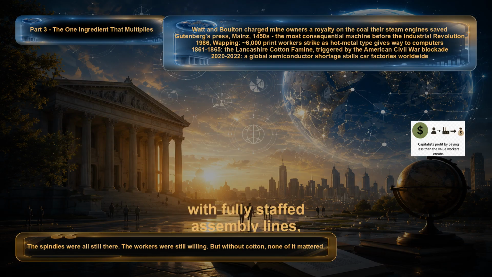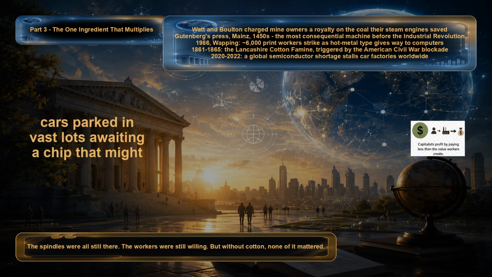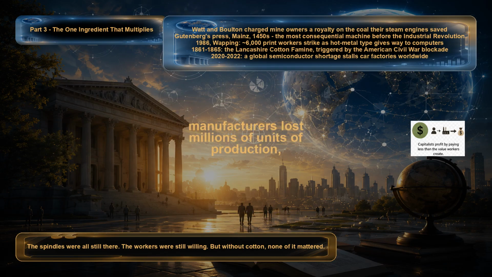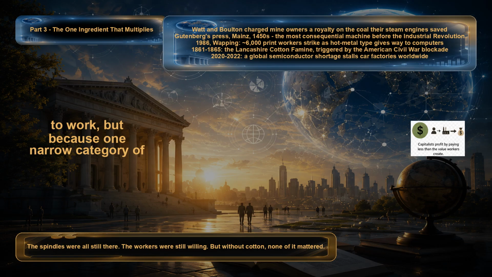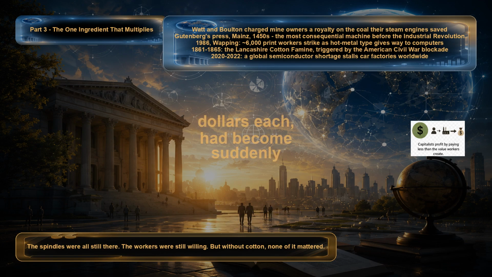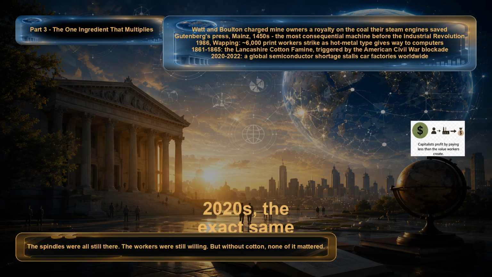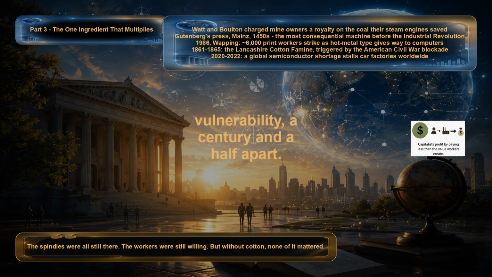Factories with fully staffed assembly lines, workers present, ready, paid, and highly skilled, sat partially idle, or produced half-finished cars parked in vast lots awaiting a chip that might arrive months later. Major manufacturers lost millions of units of production, not because of a strike, not because workers refused to work, but because one narrow category of constant capital, a component costing only a few dollars each, had become suddenly, catastrophically scarce. Cotton in the 1860s, silicon in the 2020s, the exact same structural vulnerability, a century and a half apart.